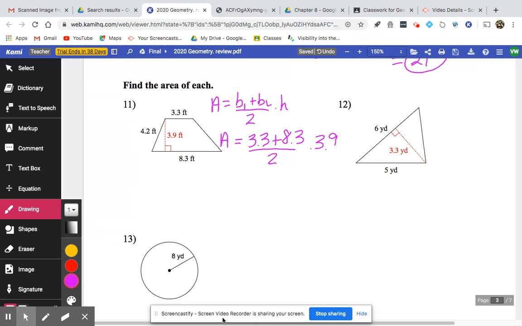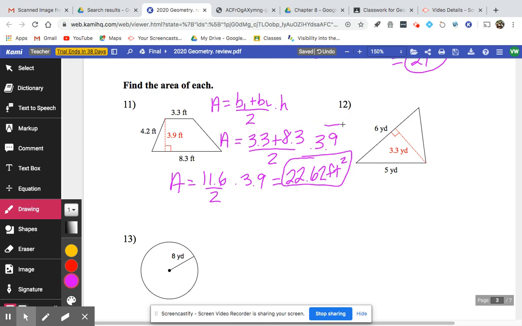So do all of that algebra, just plug it into your calculator. Area is 11.6 divided by 2 times 3.9. And you will get somewhere in the ballpark of 22.62 feet squared. Don't forget your units.